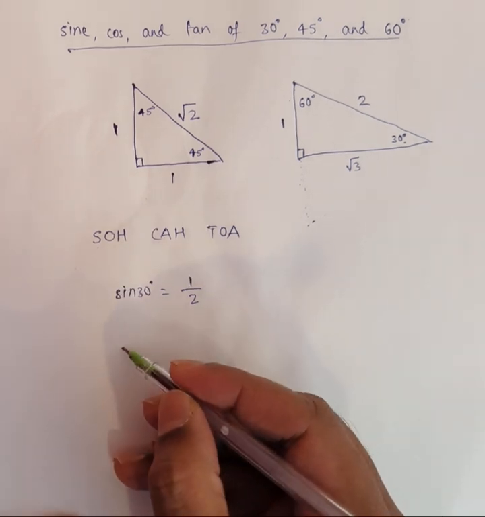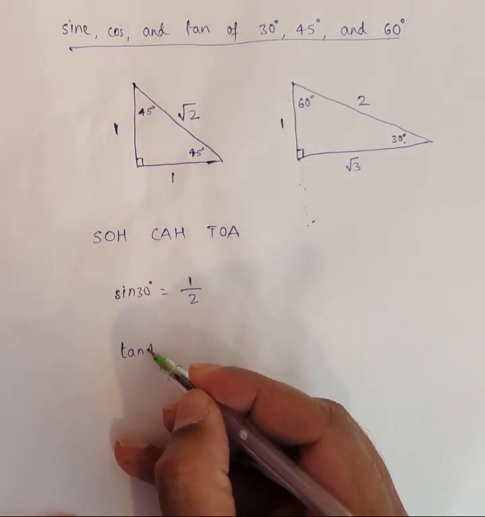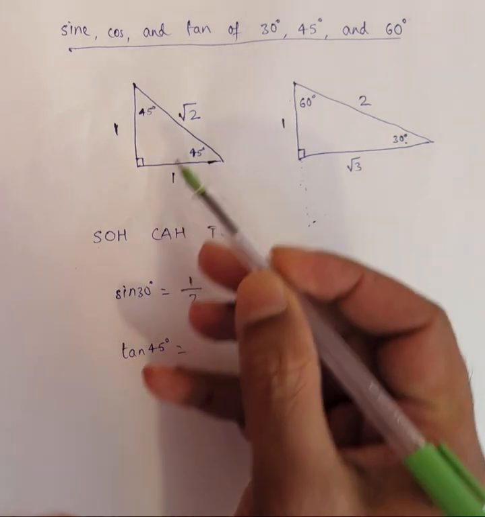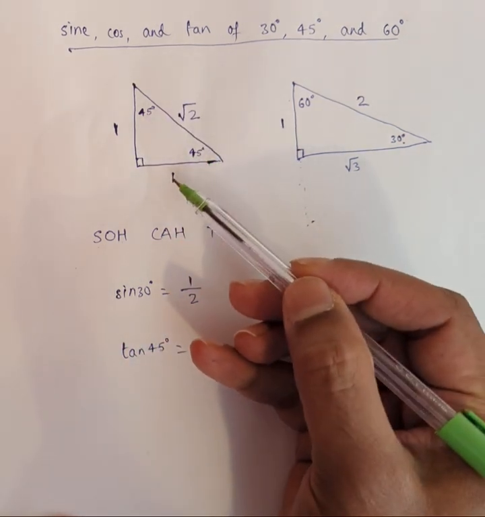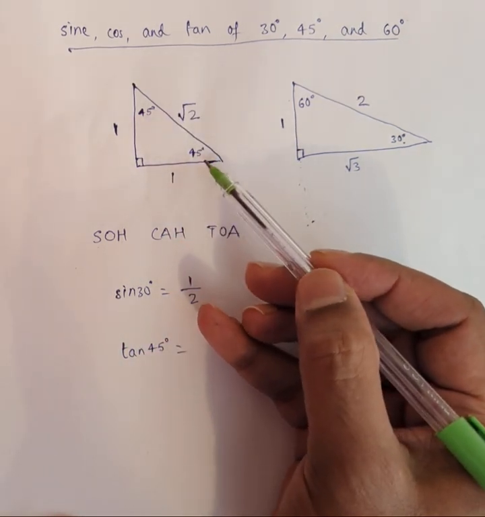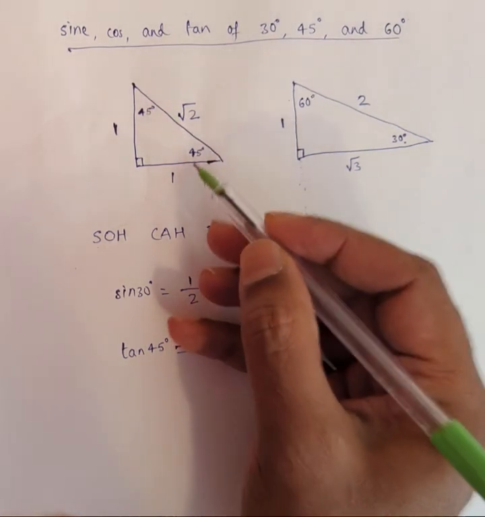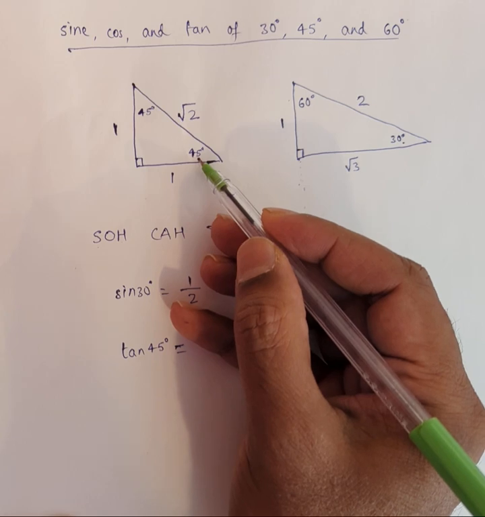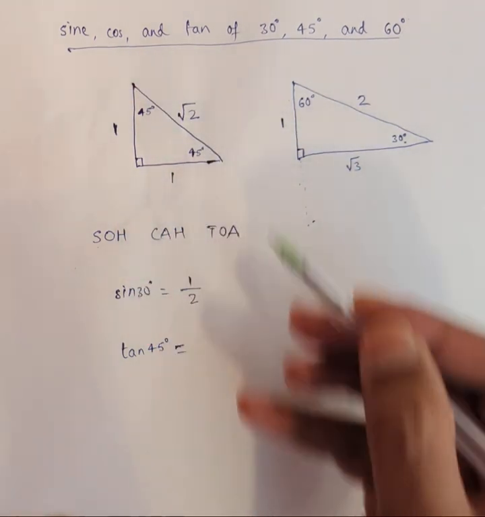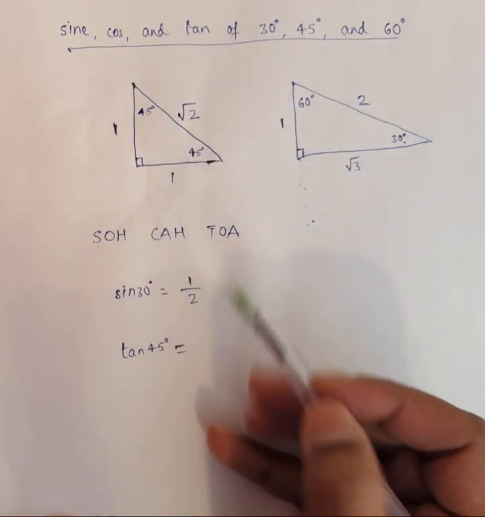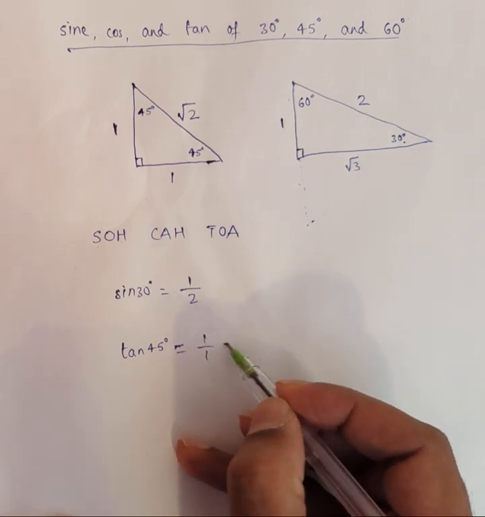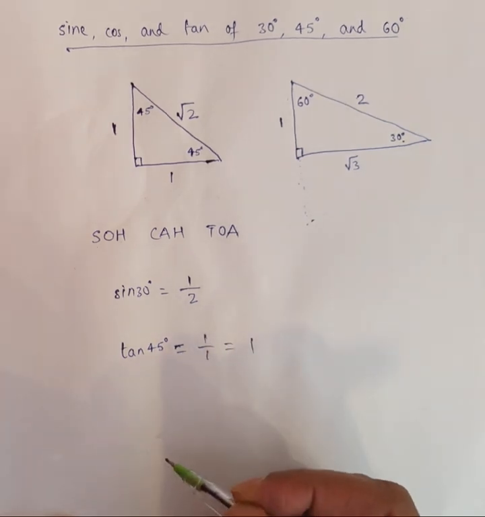Now, if I want tan 45 degrees, then I look at this picture and get tan 45. So I can use either this or that. But in either case, I get the same answer. So if I use this 45, it's opposite over adjacent. Tan is opposite over adjacent. It's 1 over 1, which happens to be just 1.